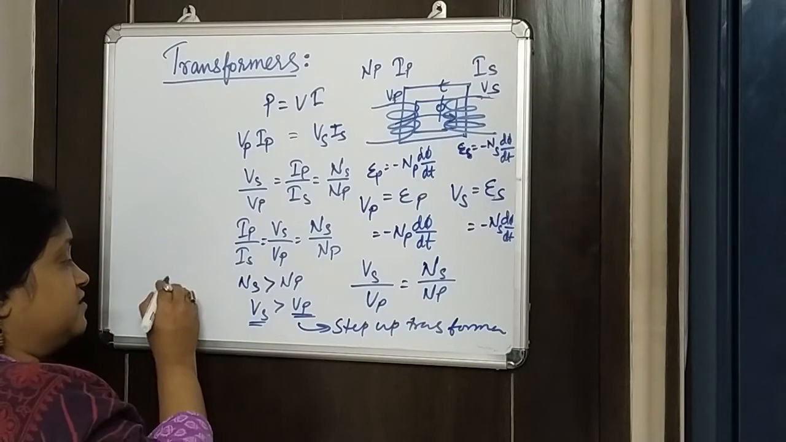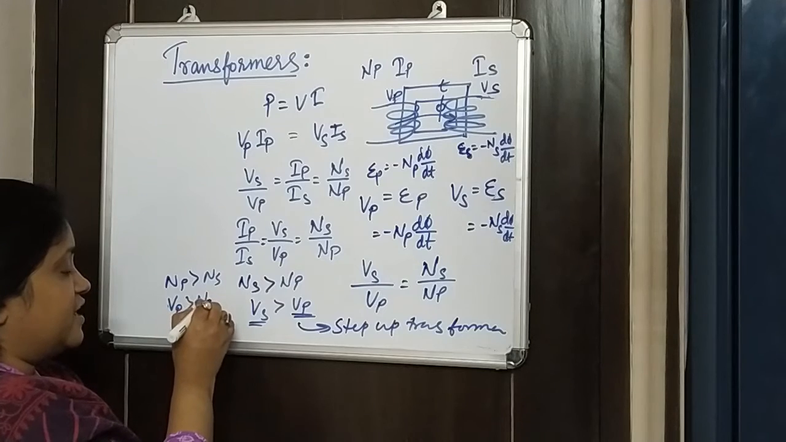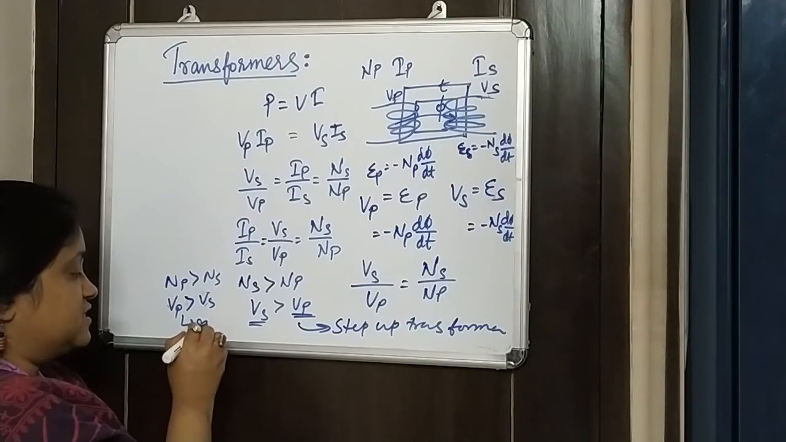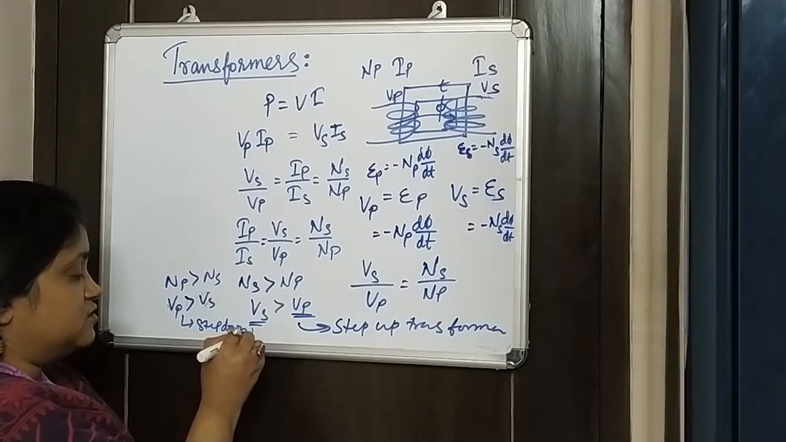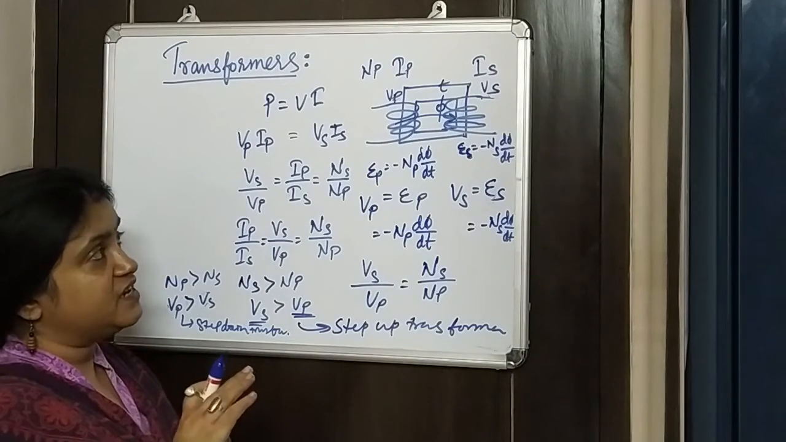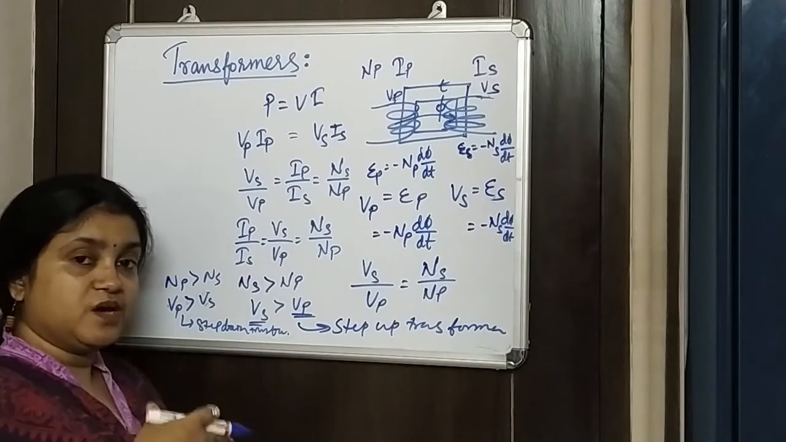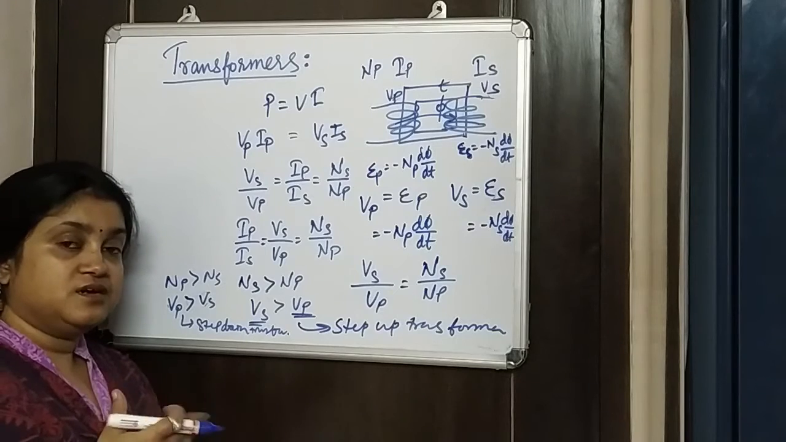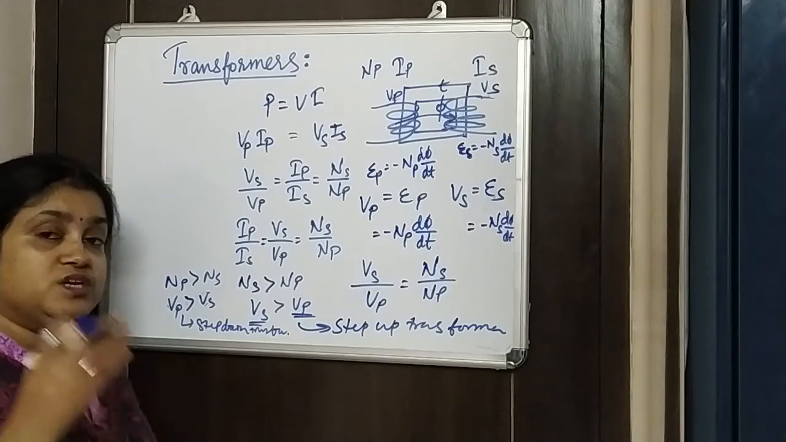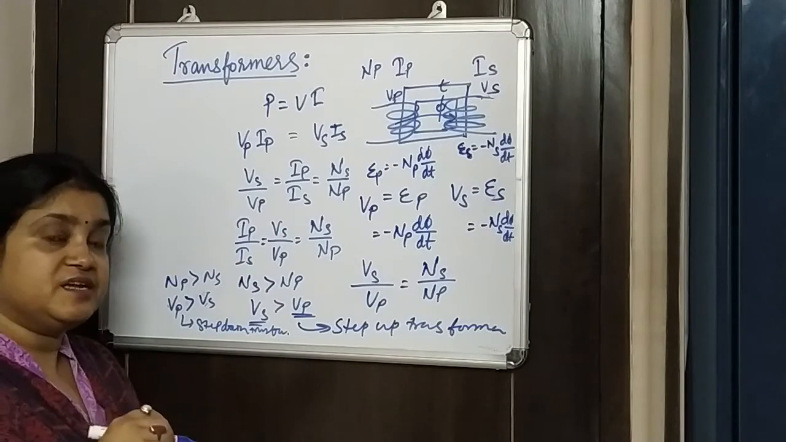And if Np is greater than Ns, then Vp would be greater than Vs, then we call it a step down transformer. So what we see is, using this we can either increase or decrease, either step up or step down, the voltages of this particular device. So that's how transformers are very important. So here what is important? The number of turns are very important.